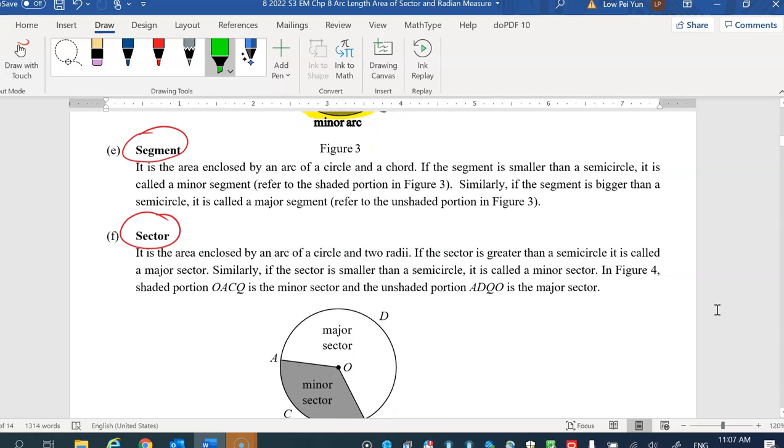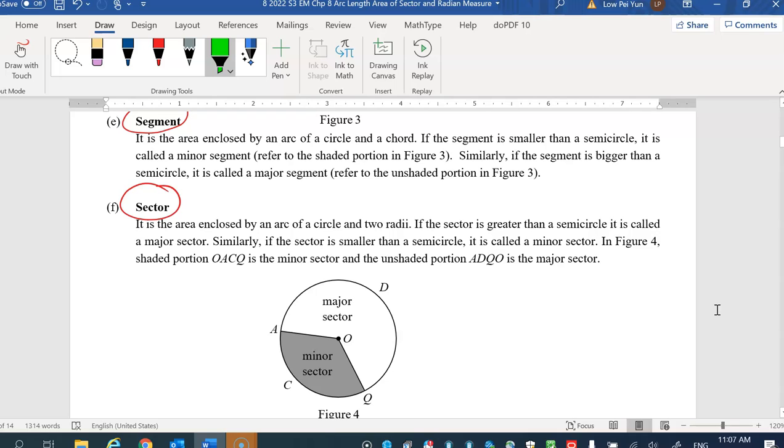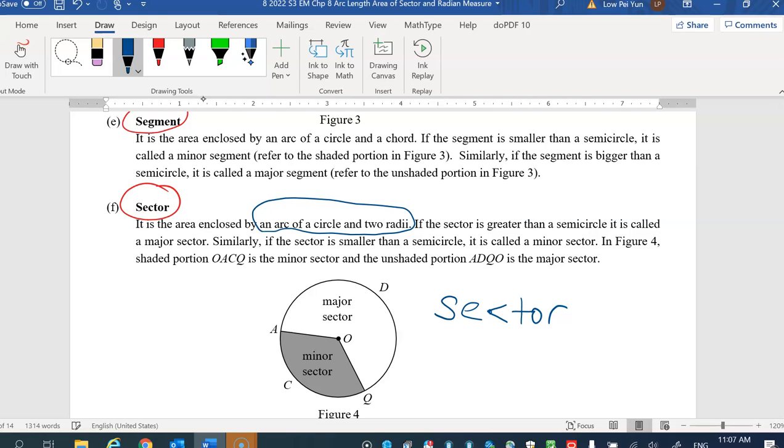Now moving on to sector. As you can see, the segment and the sector are in different shapes. So what is a sector? Normally when I teach students, I'll write sector where the C, I purposely write it in this shape to show the shape of the sector, just like a piece of pizza, yeah? So the area enclosed by an arc of the circle and two radii gives me the sector.